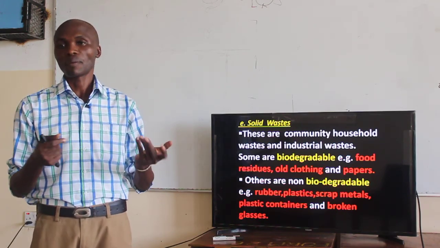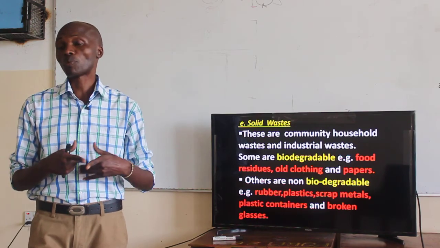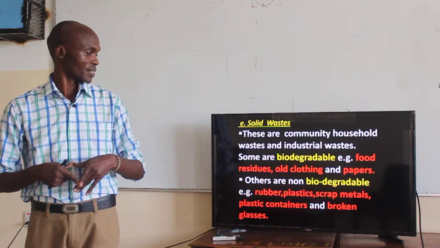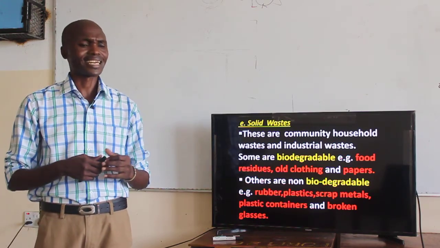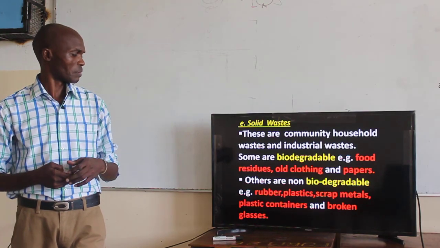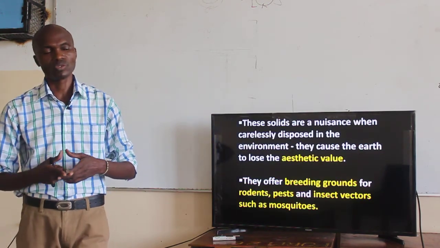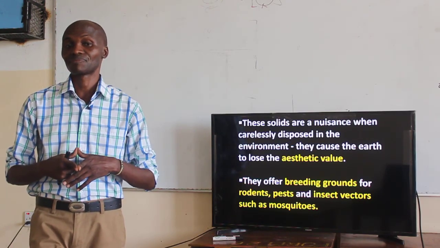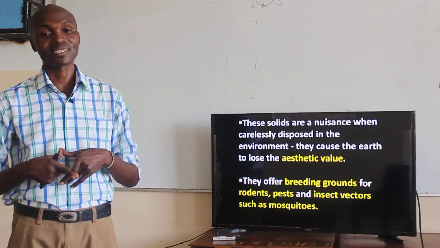Others are non-biodegradable. That means they cannot decompose naturally. Very good examples of non-biodegradable materials: we have rubber, plastics, scrap metals, broken plastics, and plastic containers. So these solids are actually a nuisance when they are carelessly disposed of in the environment.